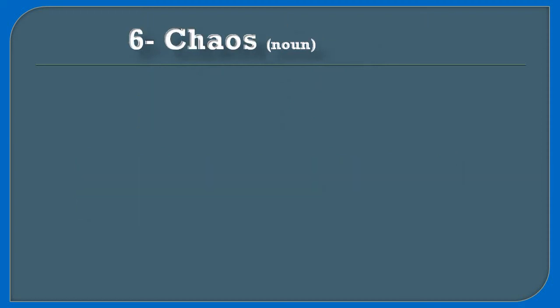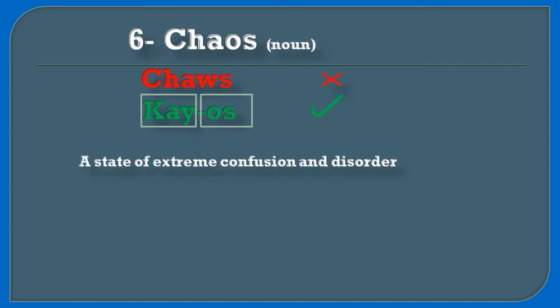Look at the sixth one, chaos. It's commonly used vocabulary. Usually we use it in our paragraphs. It's a noun, chaos. People mistakenly pronounce it cows or chows, something like that. Correct pronunciation is chaos. This is the right pronunciation. What does it mean? A state of extreme confusion and disorder.